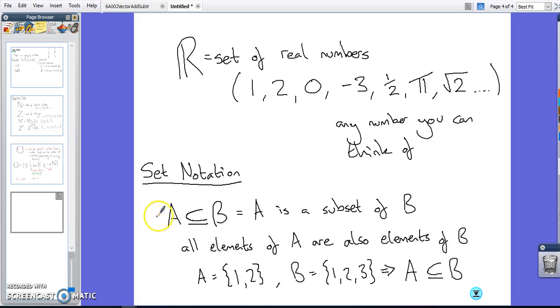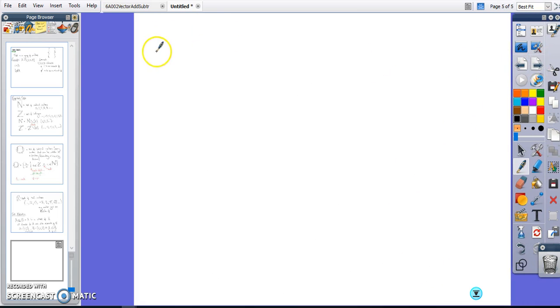This also means that A and B could be equal. All elements of A are also elements of B, means that if we had C was just the set of 1 and 2, then A is also a subset of C, even though they're equal. So it still fulfills this definition that all elements of A are also elements of B. If you don't like this case and you want to get rid of it in your definition of sets that you're working with, you can use this symbol instead.